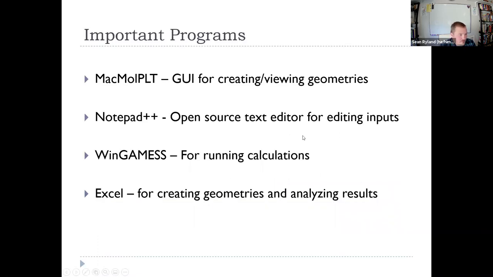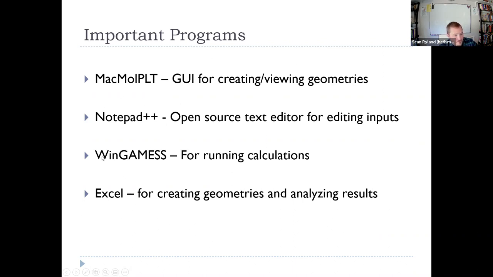we'll talk about, let me skip forward. We'll talk about programs first. So the program that I recommended at the end of class today, it's free. It's developed by a group out of, I want to say it's Iowa State. It's a very commonly used free program for building molecules called MacMolPlt. It's got a visual graphical user interface, or GUI.